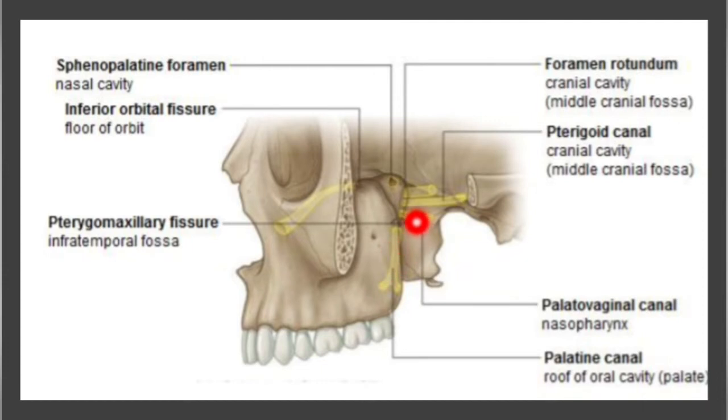That's the palate. Here there is a palatovaginal canal for the communication with the nasopharynx. The pterygoid canal communicates with the cranial cavity, the middle cranial fossa. But if you look on the base of this skull, you see that the pterygoid canal actually goes to the base of the skull. So I think both are correct. My professor told me that it communicates with the base of the skull, but here he's saying it's the middle cranial fossa. So listen to your professor. The next is the foramen rotundum, which communicates with the cranial cavity, particularly the middle cranial fossa again. And that's all.